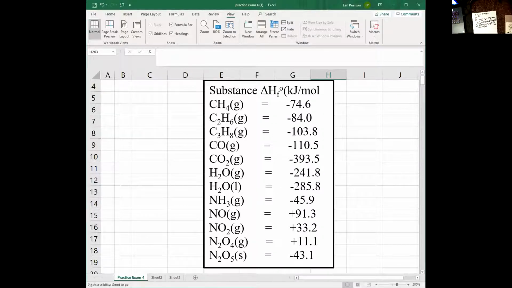Plus 8 times the delta H of formation of gaseous water. Now you see that's what we need to worry about. There's a difference between gaseous water and liquid water. The liquid water is minus 285.8. Gaseous water is minus 241.8. So the number we want for this problem is minus 241.8. And minus twice the propane value. Propane is right there. It's minus 103.8.